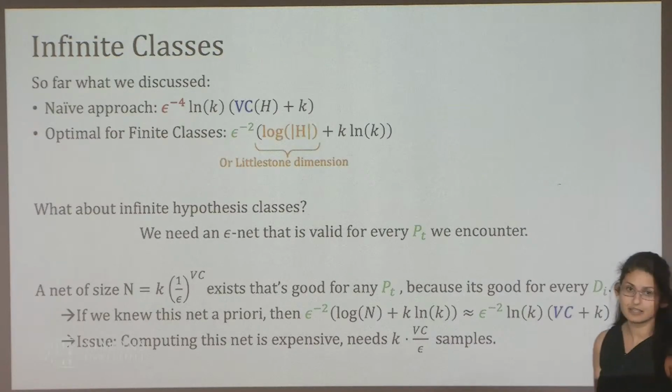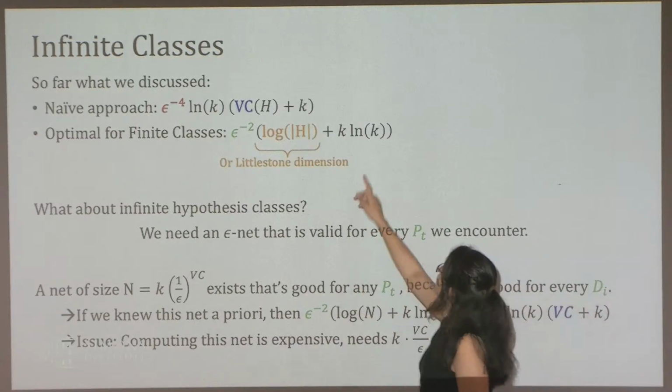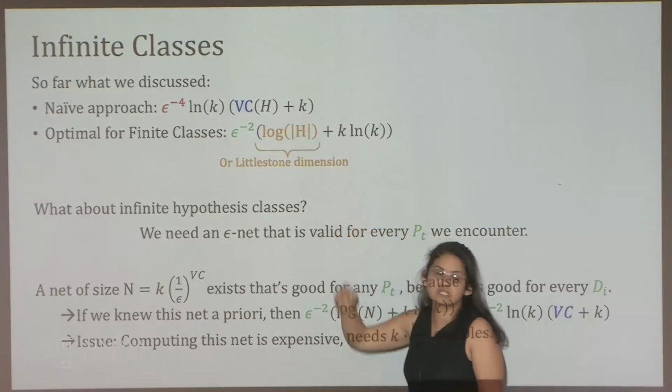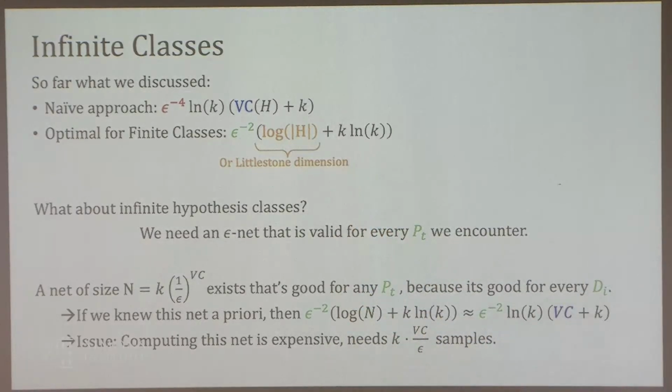If you like to talk about logs, this is also suspicious. Well, it's not suspicious, we just don't know if it's necessary. The lower bound is VC plus k over epsilon squared. So let's just say all of these logs are perhaps unnecessary. Who knows?